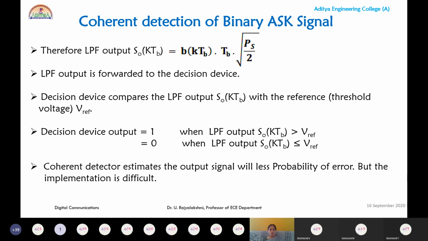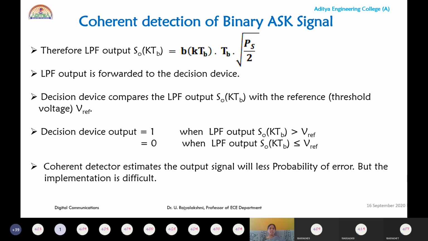It will compare the low pass filter output, that is S0 of kTB, with the reference voltage, V reference. And we already know that when the low pass filter output S0 of kTB is greater than V reference, the decision device output is 1. If the low pass filter output S0 of kTB is less than or equal to V reference, the decision device generates the output as 0. Thereby you can attain the digital signal by comparing the low pass filter output with the reference voltage.